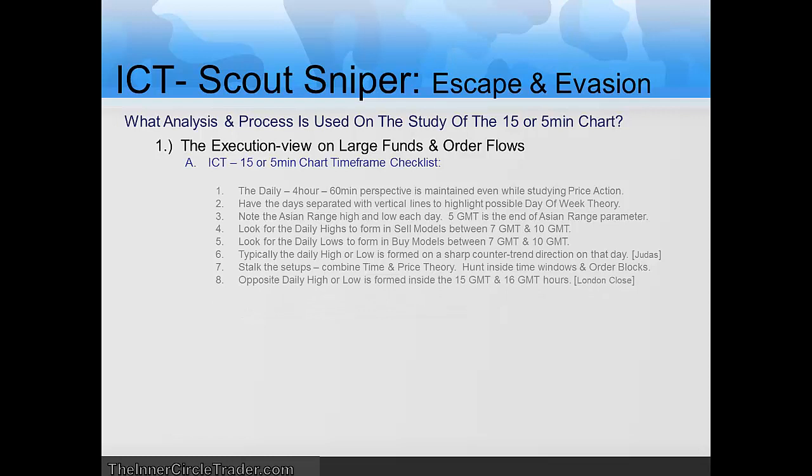Opposite daily high or low is formed inside the 15 GMT to 16 GMT hours, London close. What do I mean by that? That means that if the high is formed in London, the low on the candle for that day is generally made during 1500 GMT to 1600 GMT. If the reverse is made in London, the opposite end of the daily candle range, high or low, is formed during London close. So one could easily say that the high or low is formed in London open, and during London close the opposite is formed conversely.